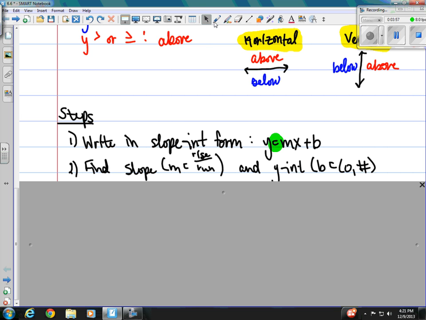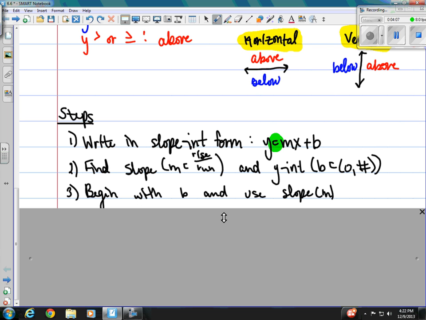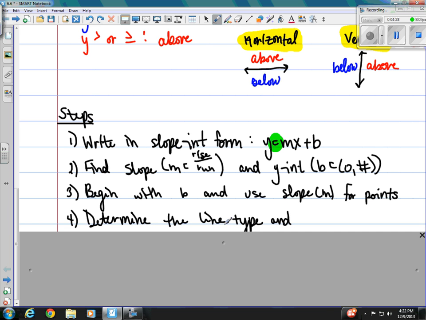And remember, it's for when we write it as an ordered pair, 0, because it's the y-intercept, and then your number. Now, step 3, we begin with b and use our slope for our points. Now, if you look, these first 3 steps haven't changed at all. They are still the same 3 steps we've been using throughout the entire graphing process. Step 4 is where it changes on us. So step 4 says determine the line type and graph.